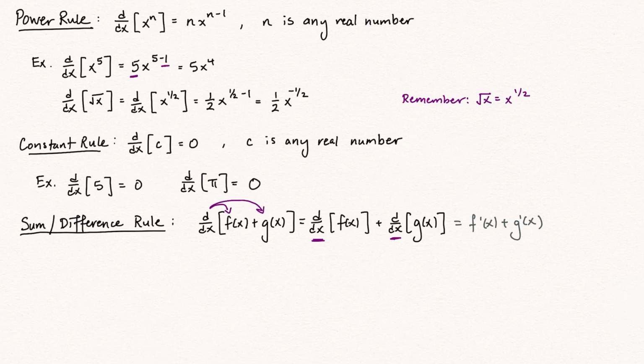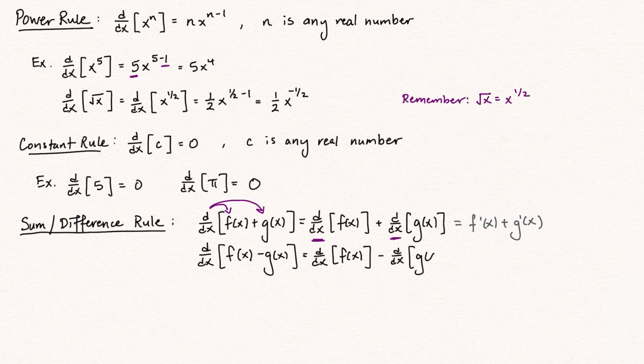Okay, so then the difference rule, as you can probably guess, let me just quickly go through it, is derivative of the quantity f of x minus g of x will be equal to the derivative of f of x minus the derivative of g of x. And again, we can rewrite this, if you wanted to, as f prime of x minus g prime of x.